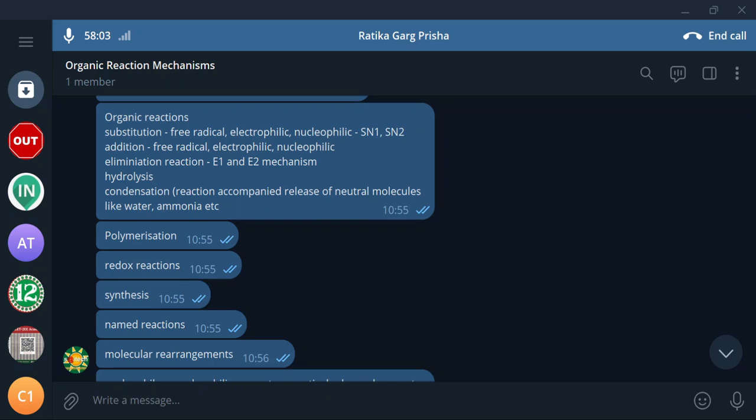Now let me disclose: this reaction depends on reactant A only. So in that case, tell me the order of 3A plus 2B gives product. 3. Very good, because that decides the rate of the reaction. I hope now you should be able to understand the difference between order and molecularity.